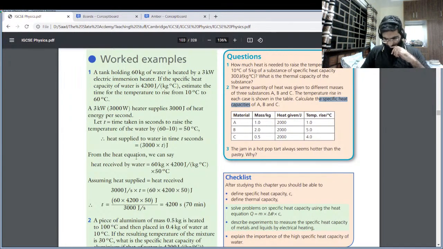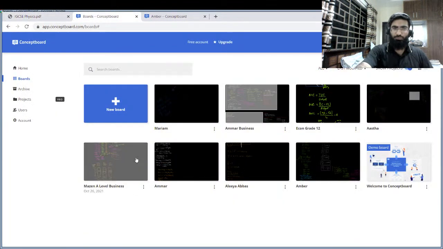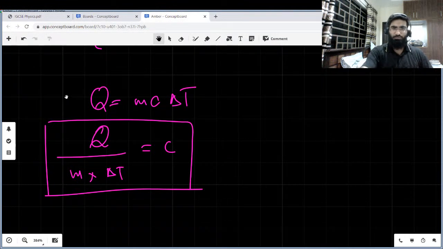Wait, can you go back 1 second? Sure. I didn't write this one part down. So I've simply divided both sides by m delta T.